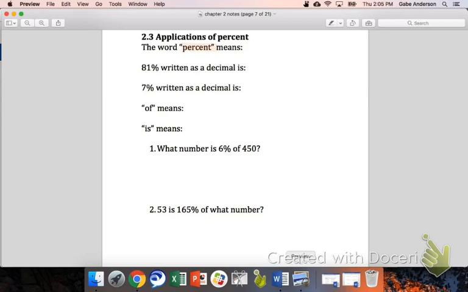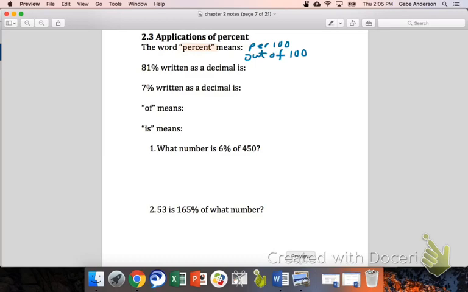So the word percent, in its most literal sense, means per 100. Sometimes people will say out of 100, also a good way of putting it. And so this percent is just a great way of comparing different things to each other.